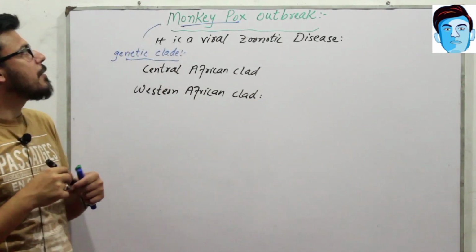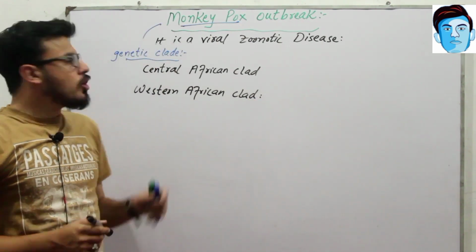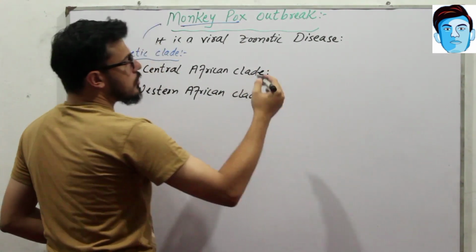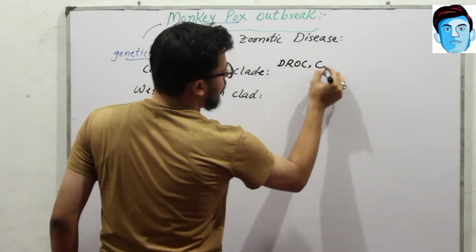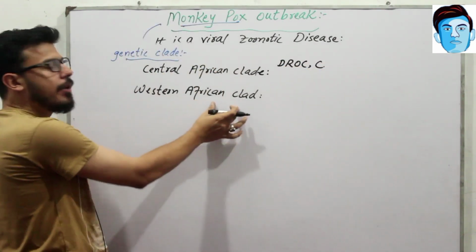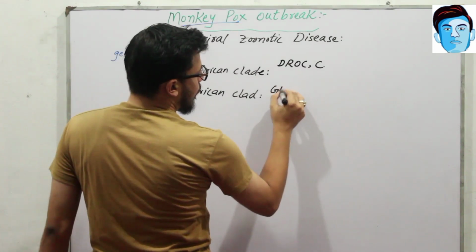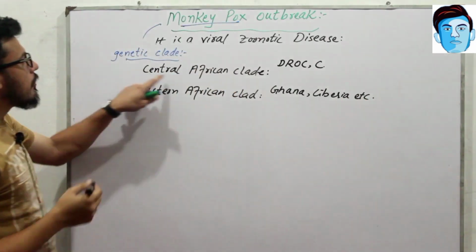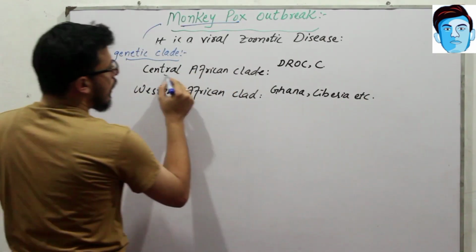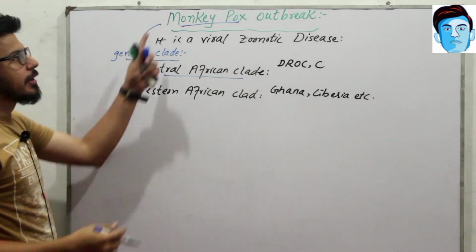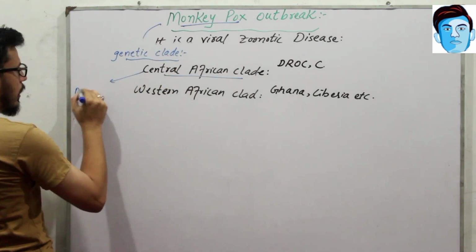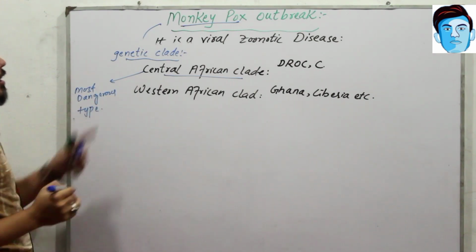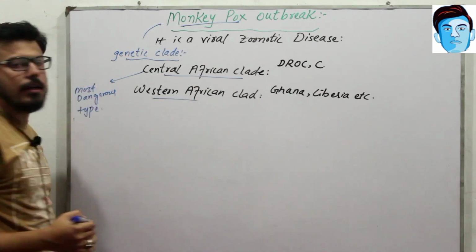As you know, monkeypox is a disease which is endemic in Africa. The Central African clade consists of the Democratic Republic of Congo and Cameroon, etc., while the Western African clade consists of Ghana, Liberia, etc. The Central African clade is the most severe and most dangerous type of monkeypox as compared to the Western African clade.